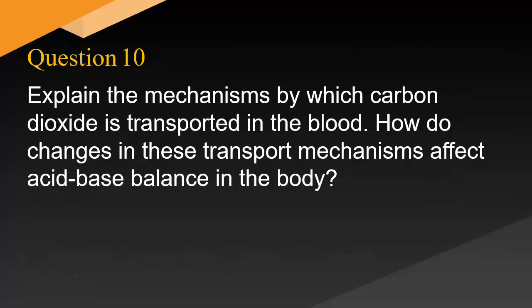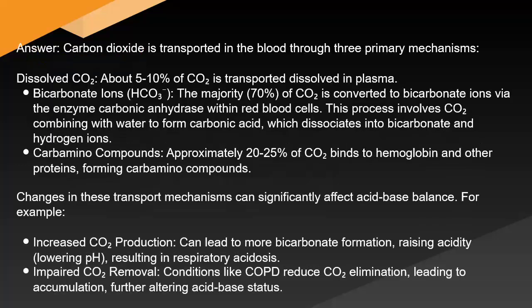Explain the mechanisms by which carbon dioxide is transported in the blood. How do changes in these transport mechanisms affect acid-base balance in the body? Answer: Carbon dioxide is transported in the blood through three primary mechanisms. Dissolved CO2: about 5-10% of CO2 is transported dissolved in plasma.